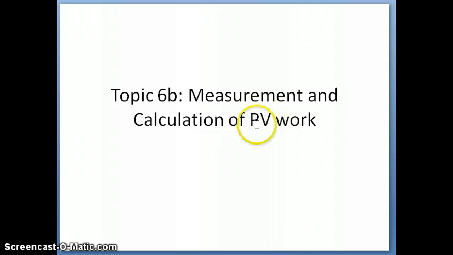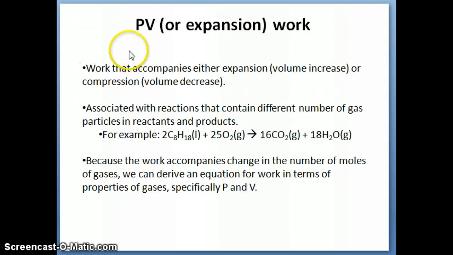And specifically, we're going to look at a special type of work called PV work. So the first thing is just to talk about what PV work is. PV work is also called expansion work. So this is a specific type of work that a system can do. And what kind of work is PV work? Well, it's a work that accompanies either expansion, in other words, volume increase, or compression, or volume decrease.